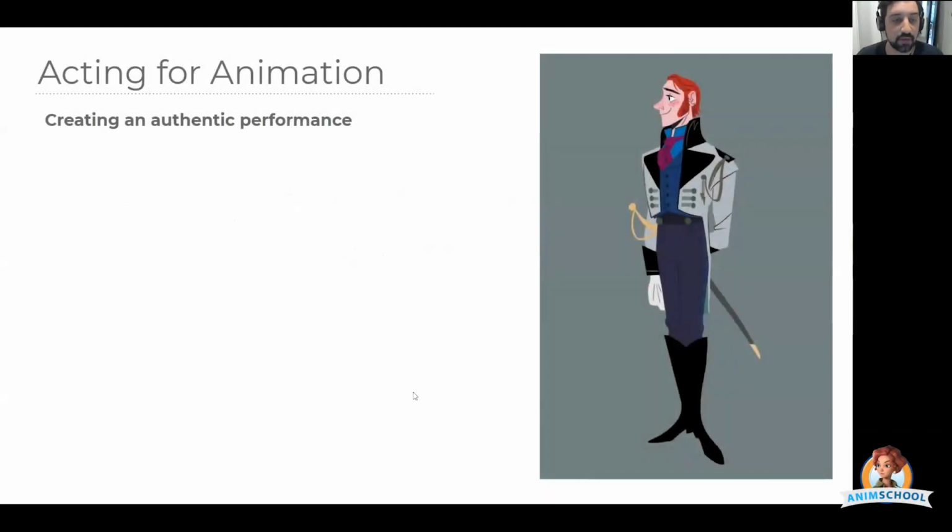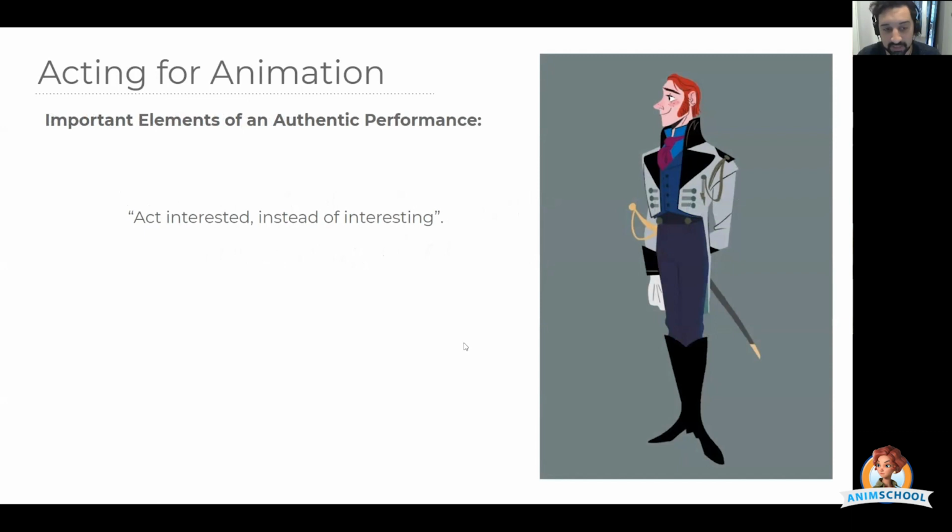Right. So I'm going to talk a little bit about specifically how you can create an authentic performance for animation. And one of the most important lines, I think, is act interested instead of interesting. This is something that I grabbed directly from an acting class that I took a couple of years back, and this is one of the first things they tell you.